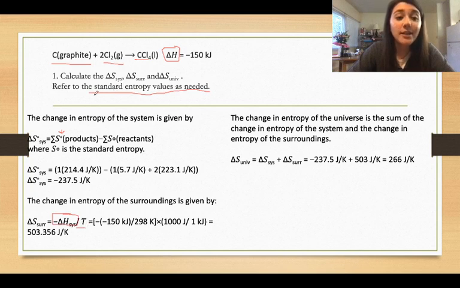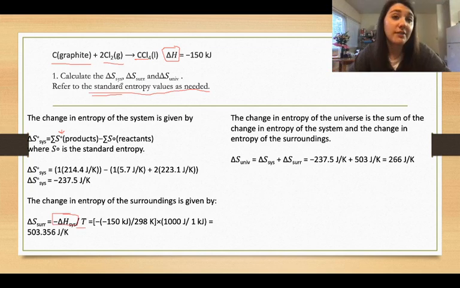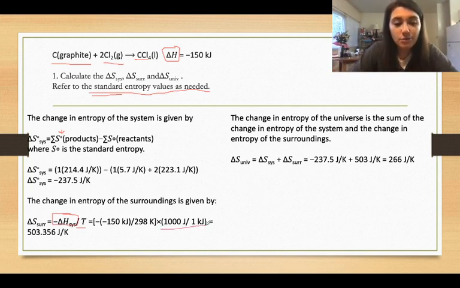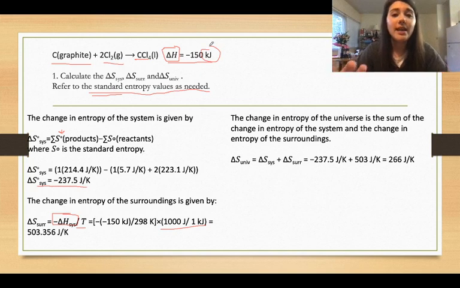Because we're at standard, that means it's going to be 298 Kelvin, aka 25 degrees Celsius. Then I'm going to change that into joules, because my entropy is always in joules, and also because when I'm adding them together later, I want them to be in joules, but the enthalpy was in kilojoules. So I have to make sure everything is in the same units, as I was saying before. Then my surroundings is going to be 503 point something, and then I'm going to add them together to get the universe.